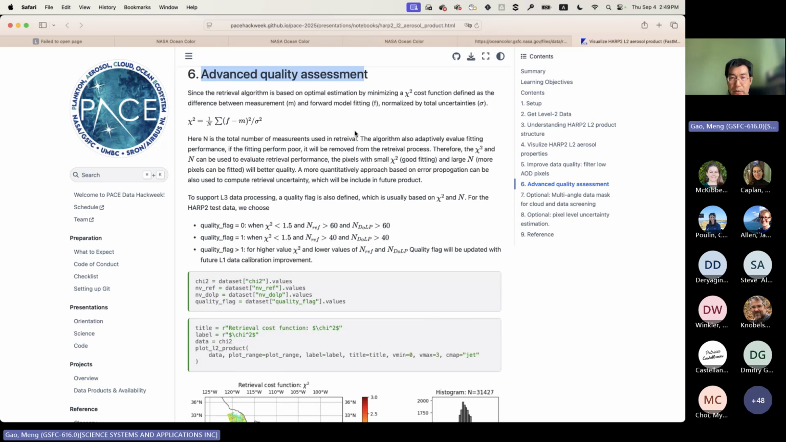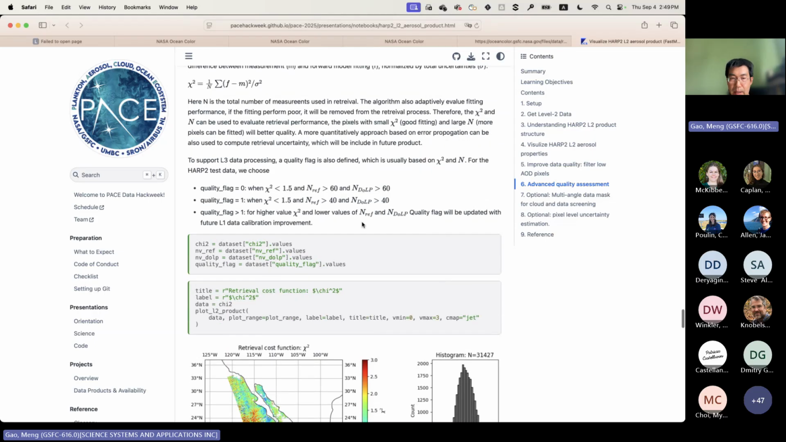That will be the chi-square, and also the number of valid angles, because in our retrieval algorithm, we screen out the angles which have large fitting residual. If we cannot fit that angle, we remove it. In this way, we can control the chi-squares, but we should be very careful, because the number of valid angles is a direct indicator of how well we can fit the pixel. If the number of valid angles is small, that pixel will have a large uncertainty because we don't have much information. We also put them together to have a quality flag.